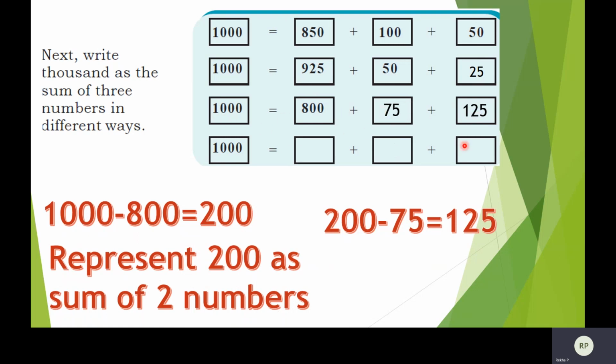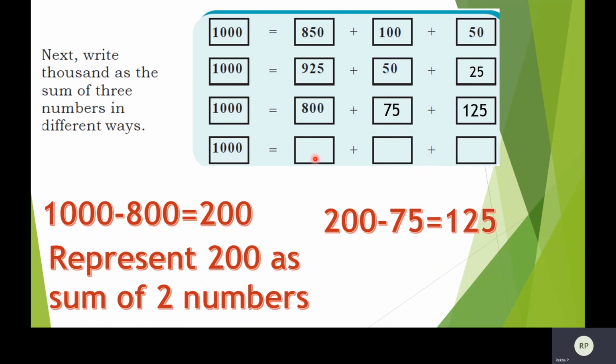Now this one I am giving you as a homework problem. As we have done so far, you have to represent 1000 as the sum of three numbers. First, fill in any number here. Whatever number you fill in, find 1000 minus that particular number. Then you will get some number, and that number you have to represent as the sum of two numbers. Again you fill in a number there, and then find the remaining. That is the hint.